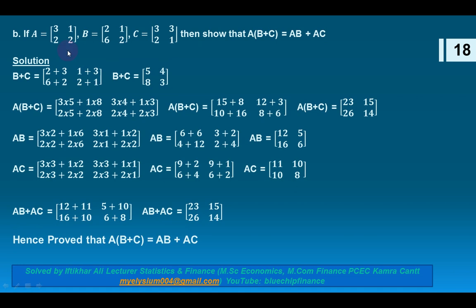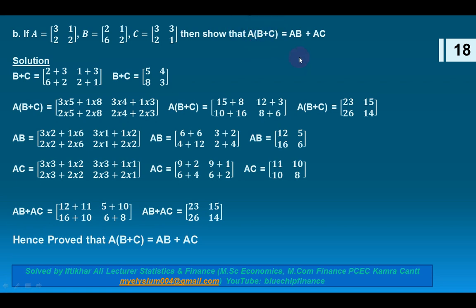So 3 multiplied by 5 plus 1 multiplied by 8, 3 multiplied by 4 plus 1 multiplied by 3. After that 2 multiplied by 5 plus 2 multiplied by 8. Similarly, 2 multiplied by 4 plus 2 multiplied by 3 here. So after solving this, A multiplied by (B plus C) is [23 15; 26 14]. So we have calculated one part of the question.